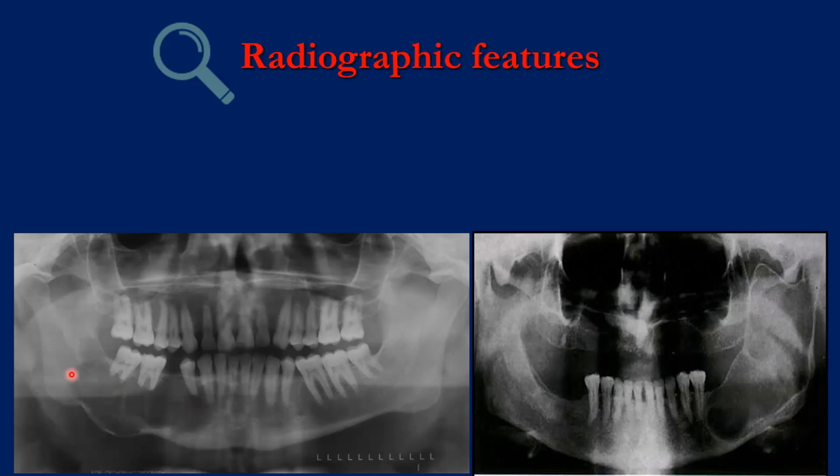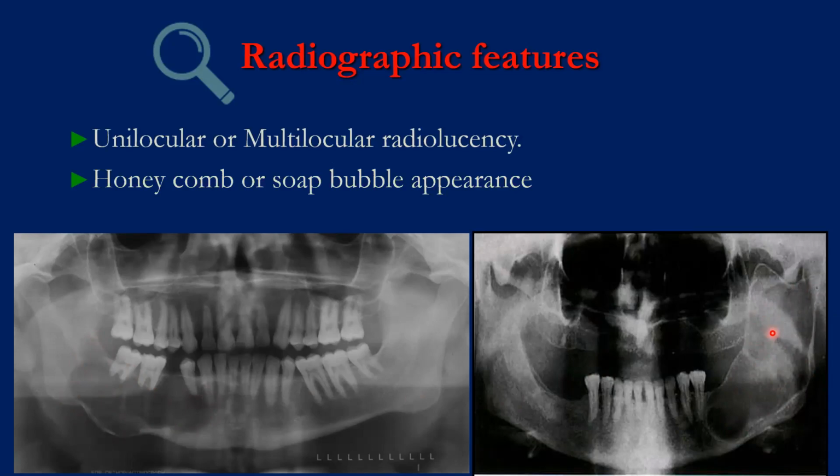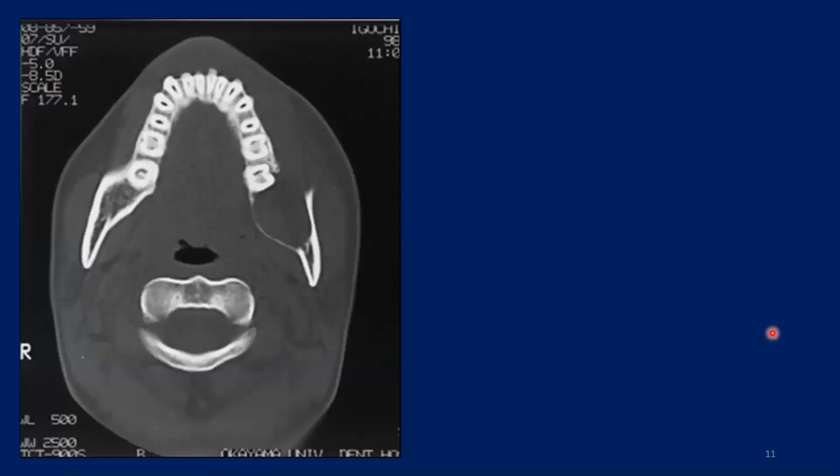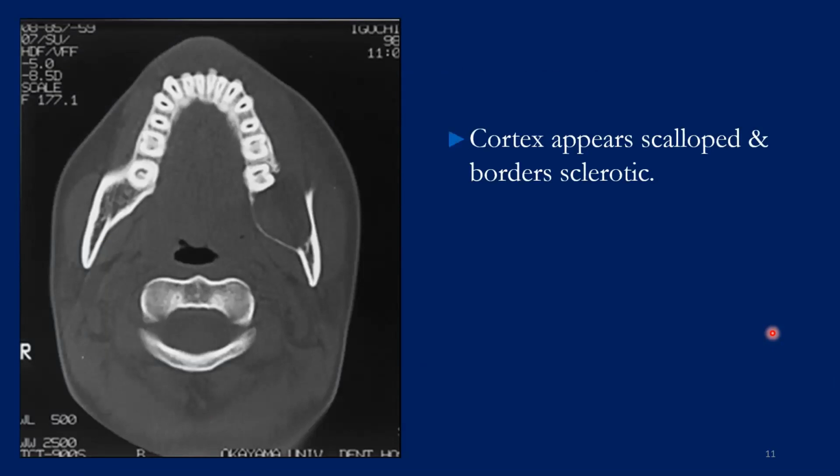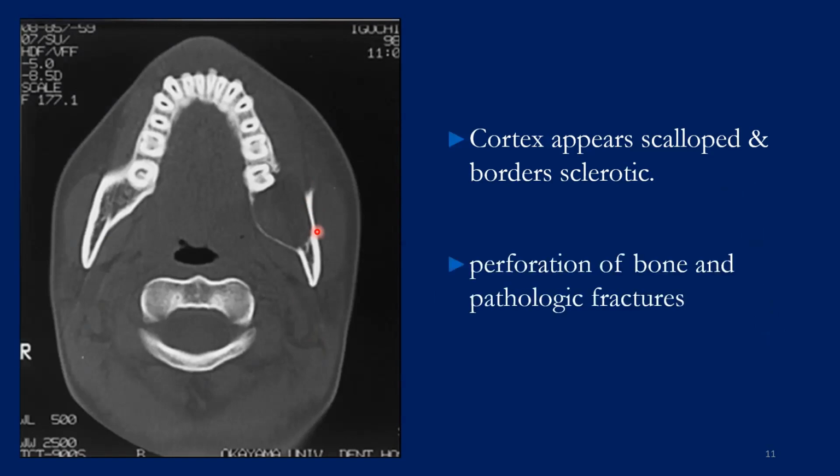And as you can see here, the angle, a little bit of ramus, and the body of the mandible is affected. Whereas here you can see that it is the body, the angle, the ramus, and it is extending almost up to the processes. The cortex appears scalloped and the borders are sclerotic. As you can see here, the borders are showing sclerosis. And if there is any perforation of bone or pathologic fractures, even that can be appreciated in the radiographs.